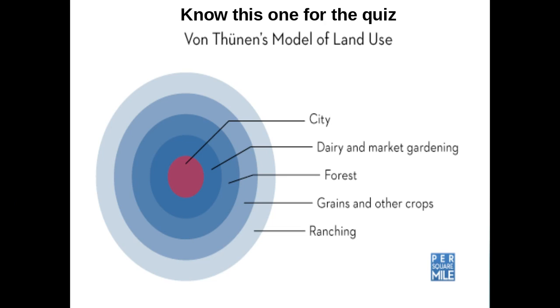This is the one I would want you to know for any kind of quiz or any kind of test that we have, because it's very simplistic. You have the city, that's the center. And then the darker blue is the dairy and market gardening, the forestry in your second ring, your grains and other crops in your third ring, and then your fourth ring is ranching. If you know this particular one, you can hit pause, take a screenshot, whatever you need to do. This is the one I want you to kind of put in your mind.